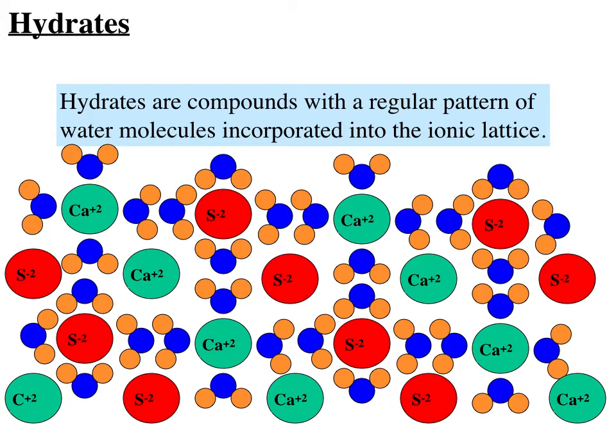Around every calcium, there's an equal number of water molecules. Around every sulfide, there's an equal number of water molecules. Now, depending on the size in particular of the anion, there may be more or less space available to allow the water molecules to gather. What this means is, depending on the cation and anion in the structure, in the ionic lattice, there will be different numbers of regularly spaced water molecules incorporated. What we call this arrangement is a hydrate.